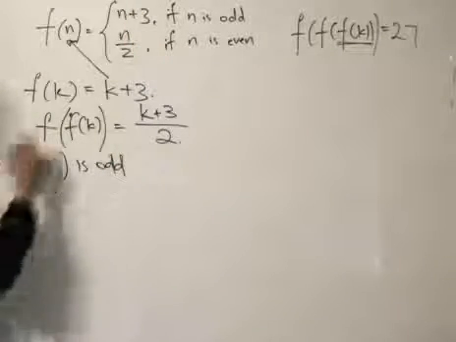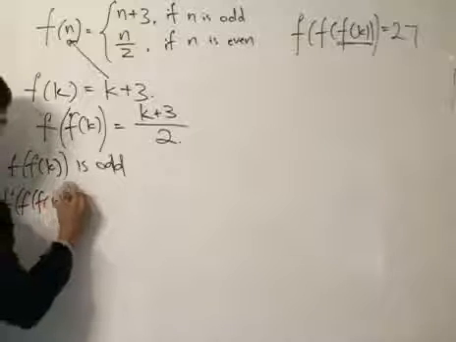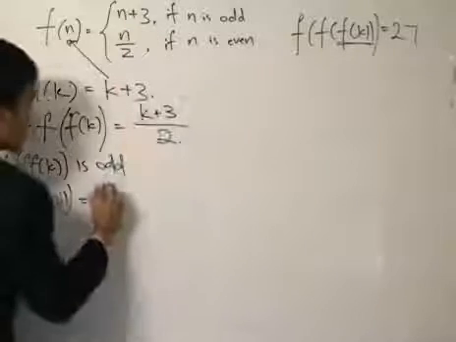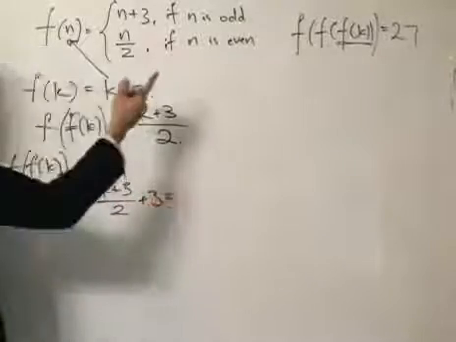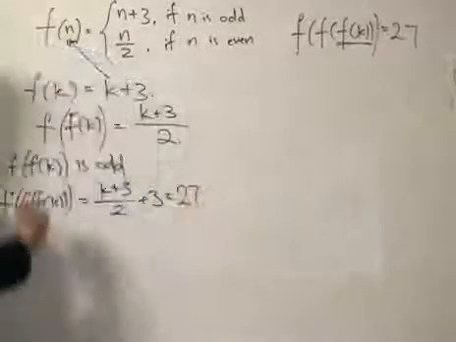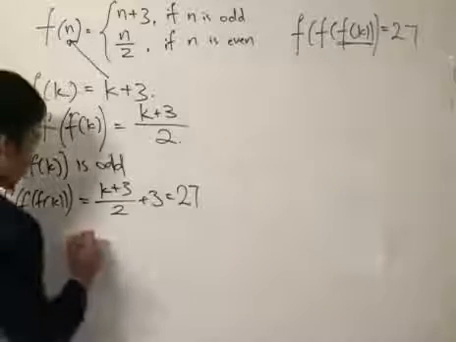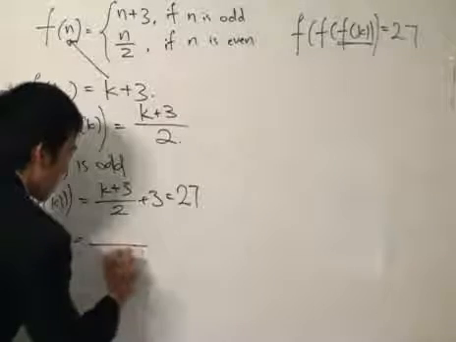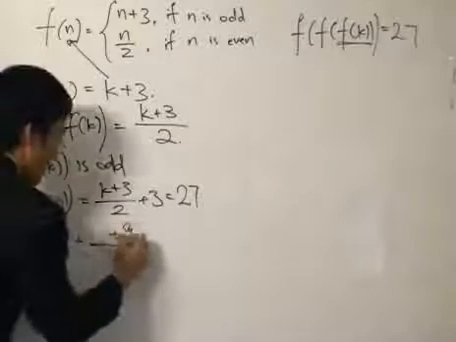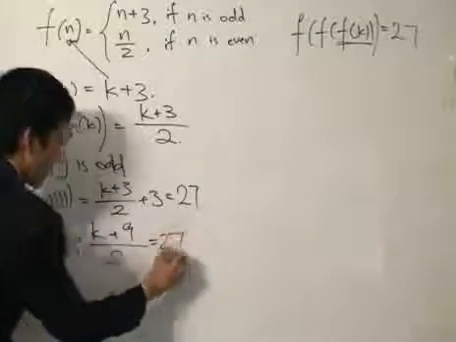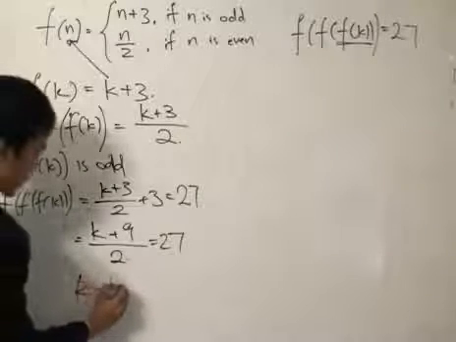So we get f(f(f(k))) is equal to this one plus 3, so it's (k plus 3) divided by 2, plus 3. This is equal to 27. That's quite good, because now we can evaluate the result for k. So I'm just going to multiply by 2, there will be plus 6, giving k plus 9 equals 27. And k would be equal to, if I'm correct, 45.